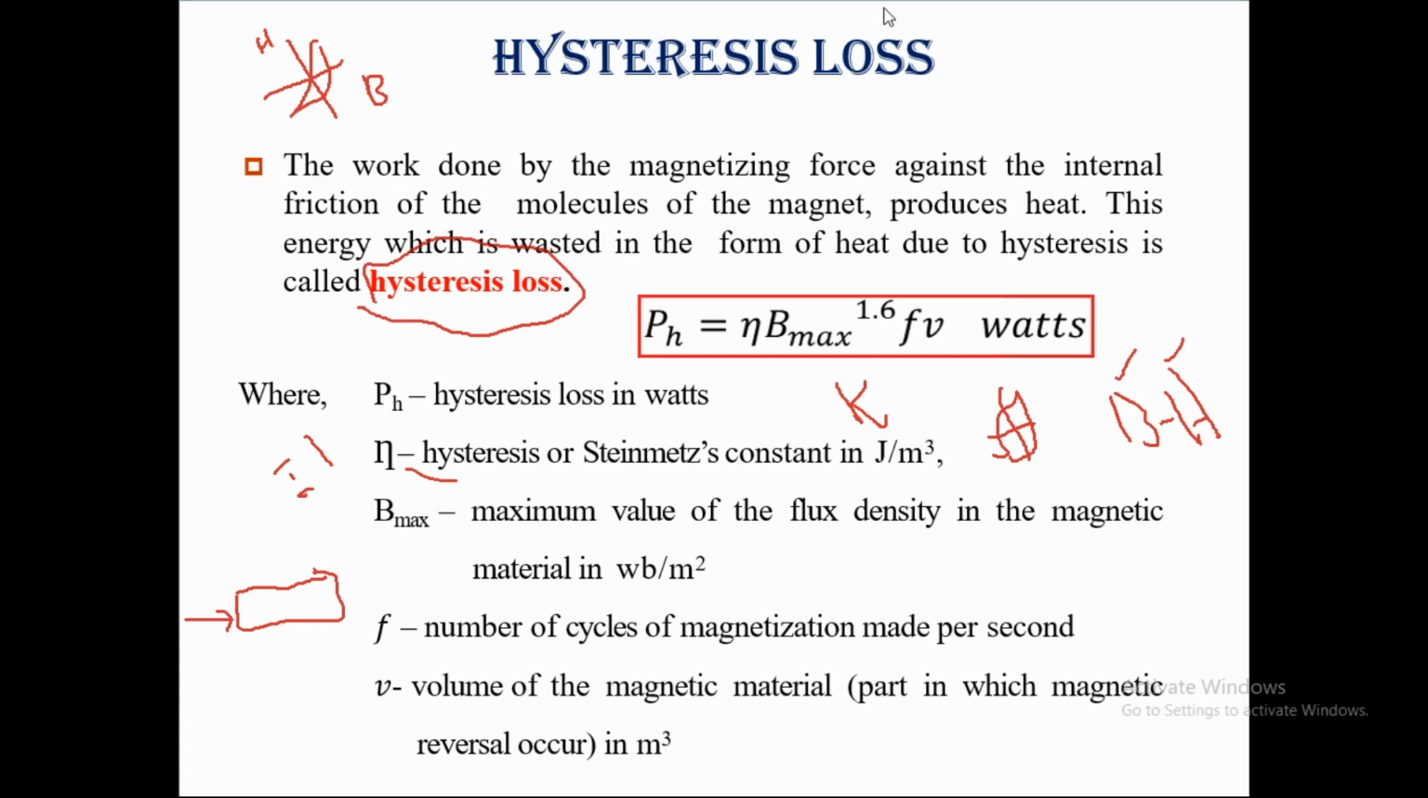So are you clear about hysteresis losses? It completely depends on these four parameters: Steinmetz constant, maximum flux density, frequency and volume of the conductor. And the unit of volume is meter cubed.